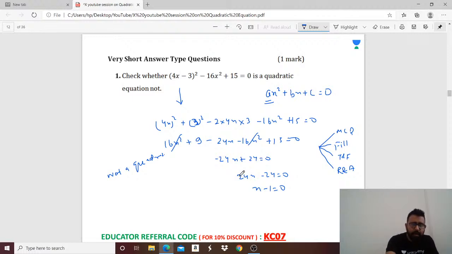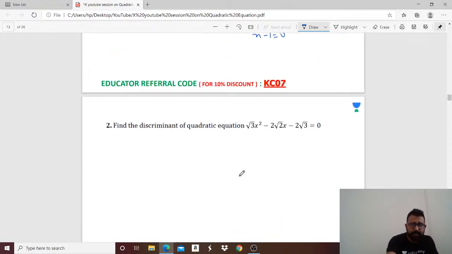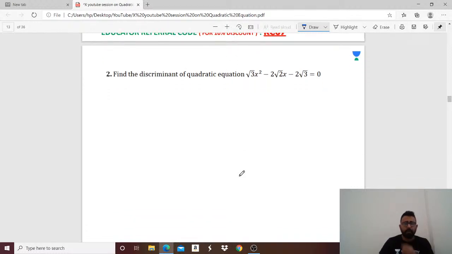Okay, so now next one marker sum, it's very basic: find the D of the quadratic equation. We need to find D. And we know about quadratic equation, just a quick revision. If this is a quadratic equation, ax square plus bx plus c is equal to 0, we know about D. What is D? D is b square minus 4ac. What is a? A is the coefficient of x square. What is b? It is the coefficient of x. What is c? The constant term.